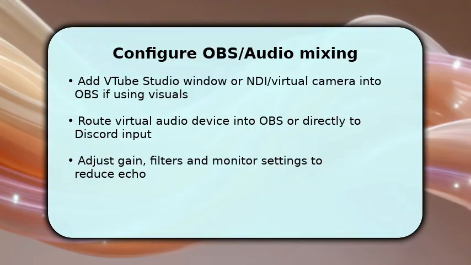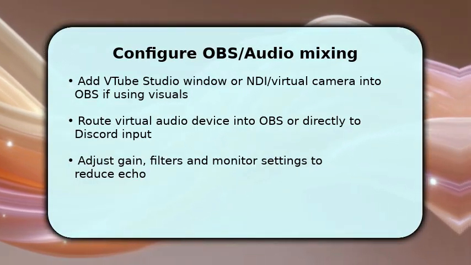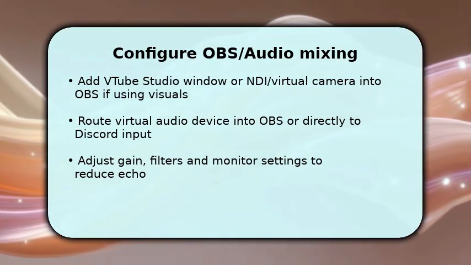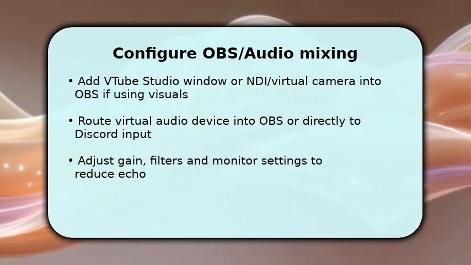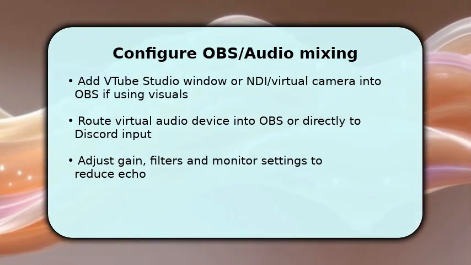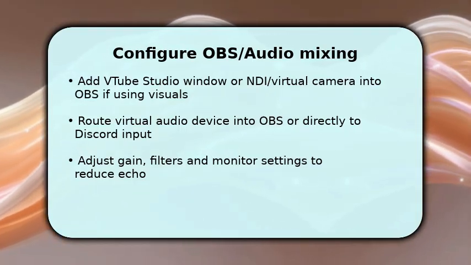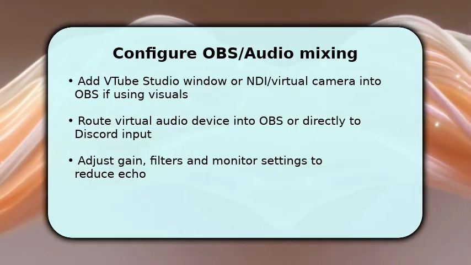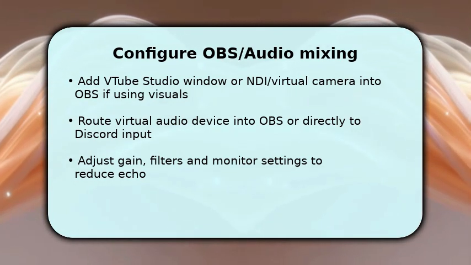If you want camera output, add VTube Studio as a virtual camera or use NDI into OBS, otherwise just pass audio. In OBS, capture the virtual audio device as an input and enable audio monitoring to the correct device. Then open Discord, go to Voice and Video, and select the same virtual device as your input device so Discord receives the mixed audio. Adjust gain and add a noise gate or compressor. This keeps levels clear and prevents feedback or clipping when you speak.